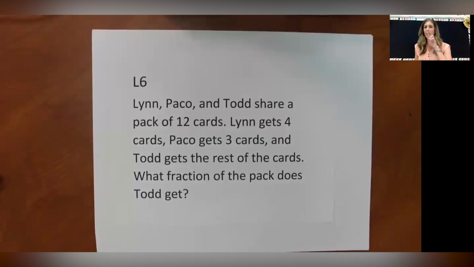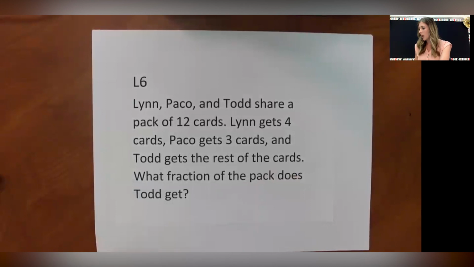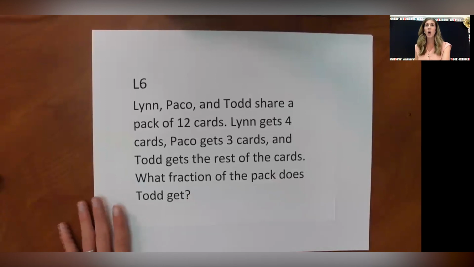So, ask yourself 2 questions. What do we know? What information did it give us? What do we need to know? So let's go back through and dig out what we know, pulling out that important information that's going to help us solve this problem. I know that there were 3 people who shared the pack of cards. I know Lynn got 4 cards, Paco got 3, and Todd got the rest. It didn't exactly tell us how many Todd got. That's what it wants us to find out. What fraction of the pack does Todd get?